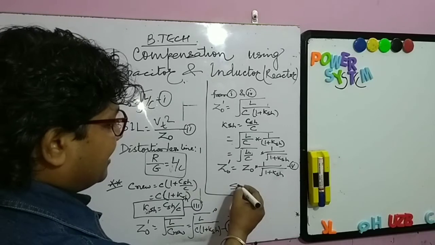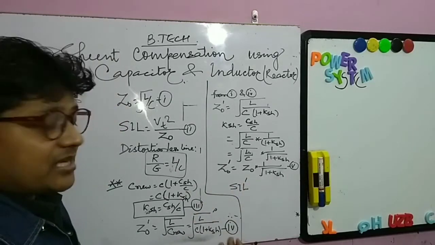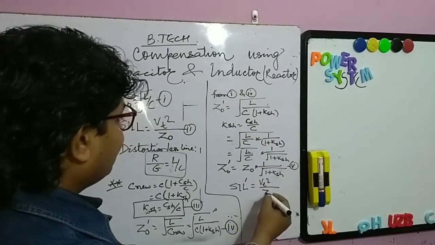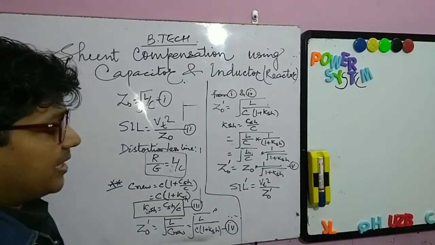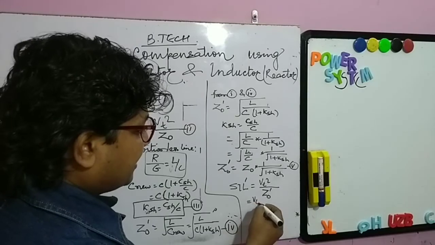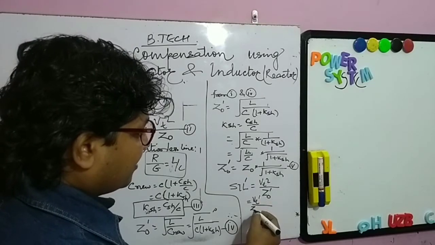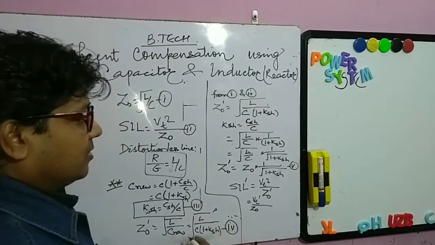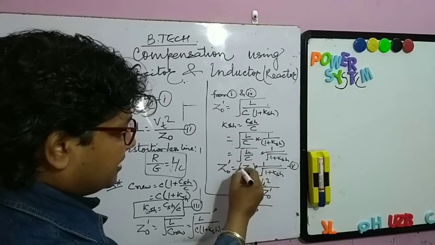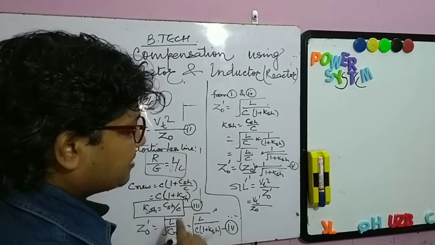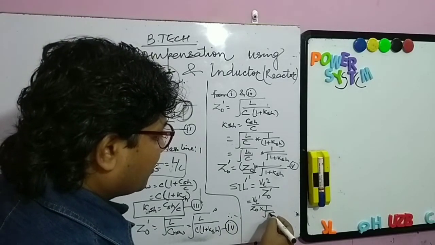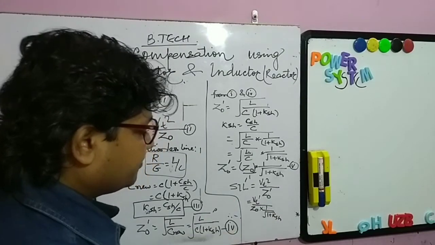Now what will be SIL dash, the new SIL? This new SIL will be equal to V_T square upon Z naught dash. In place of Z naught dash, we can write Z naught, which is under root L by C. Mind it, this Z naught is in the numerator, and we write under root 1 plus k_sh.